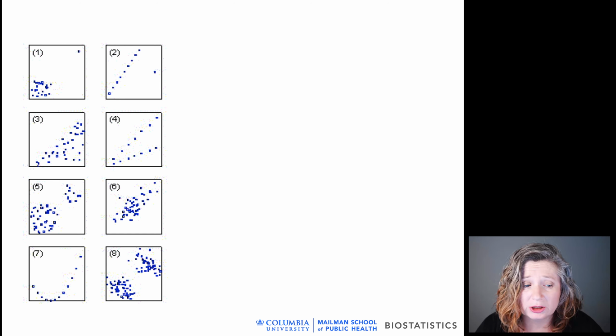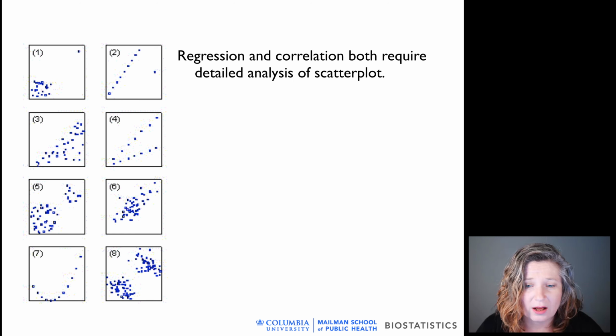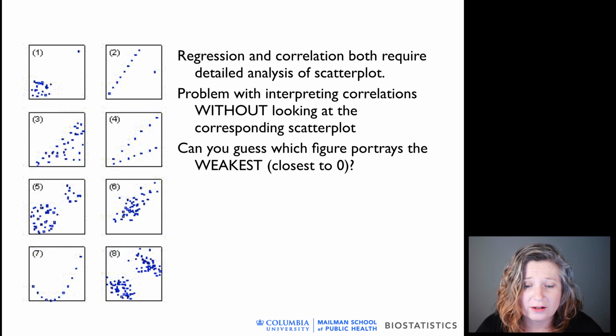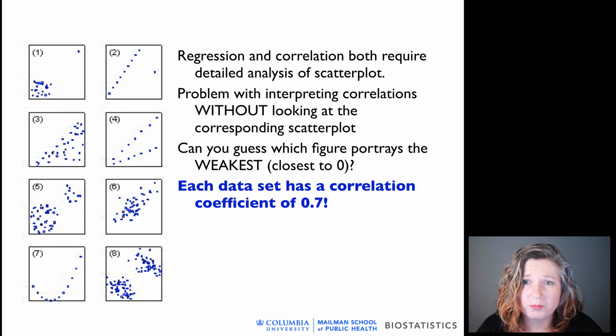So here is a picture of 8 scatter plots, and which one do you think has the strongest relationship? Again, if we actually compute the correlation coefficient for all 8 scatter plots, the correlation coefficient is 0.7. So without looking at the scatter plot, we do not know what caused the correlation coefficient of 0.7.